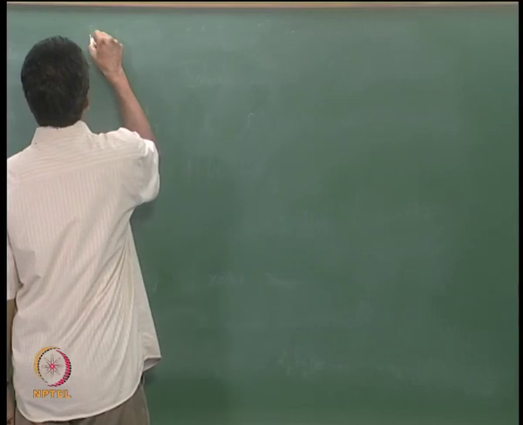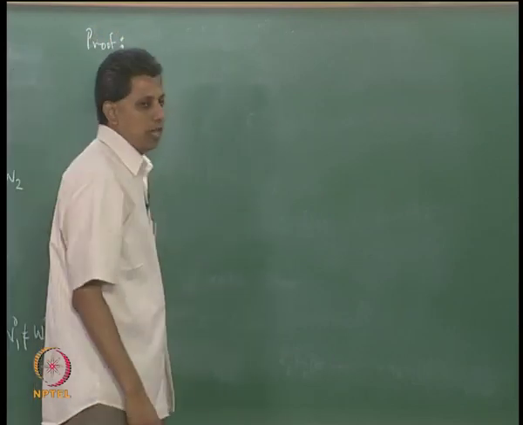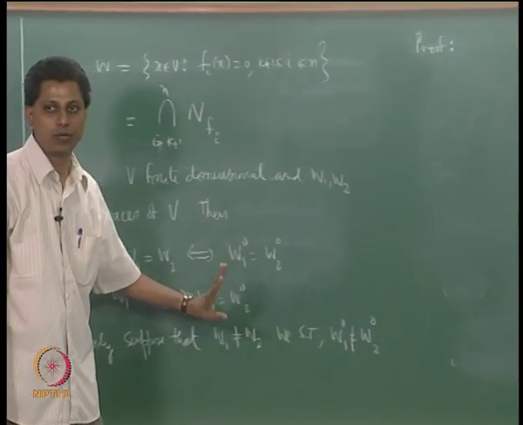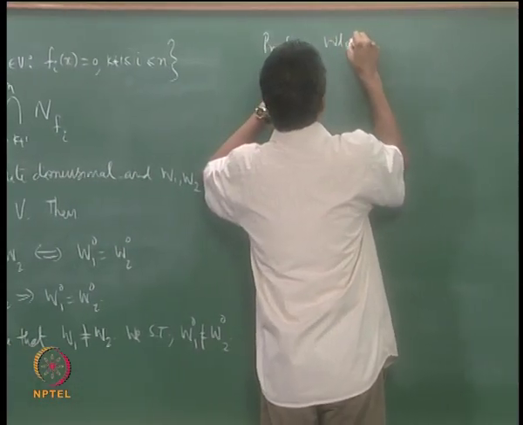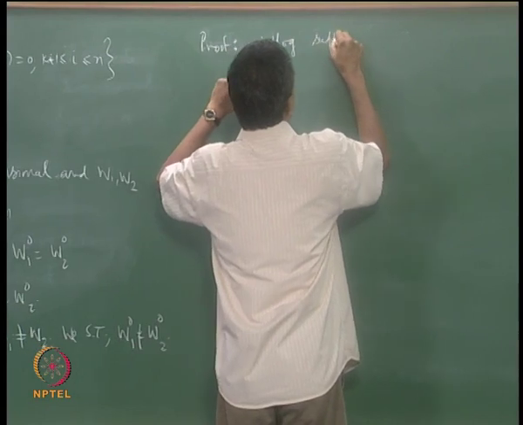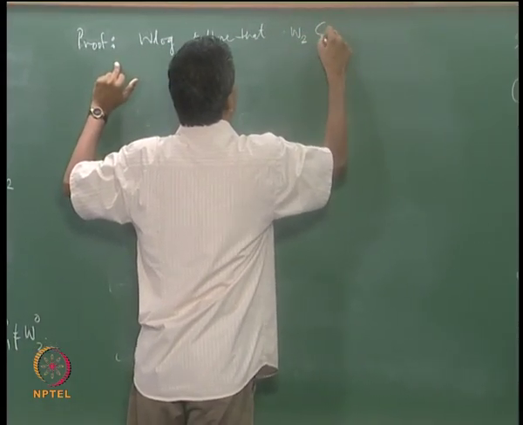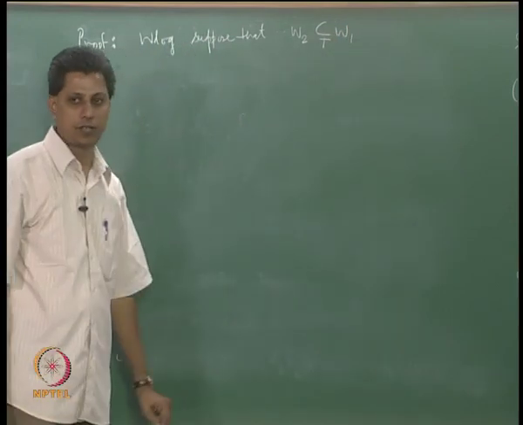I am saying without loss of generality. So this is what I am going to prove. I am going to prove that W1 not equal to W2 implies W1 0 is not equal to W2 0. Without loss of generality, let us assume that W2 is not contained in W1. Okay.